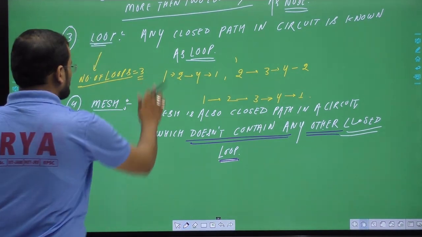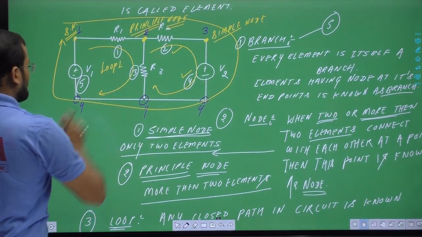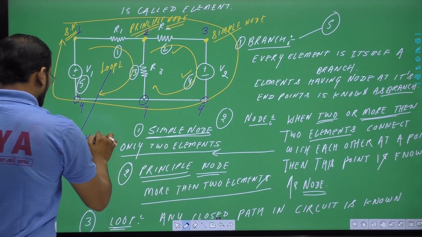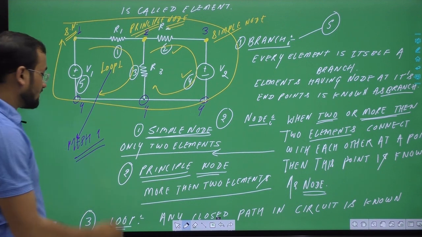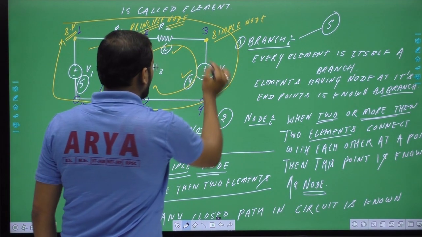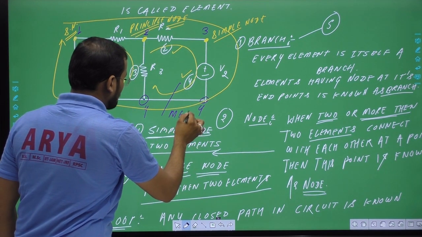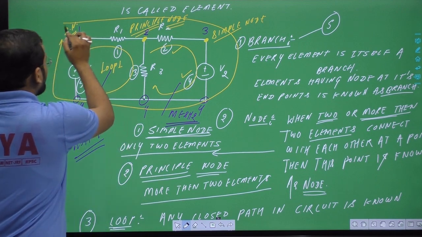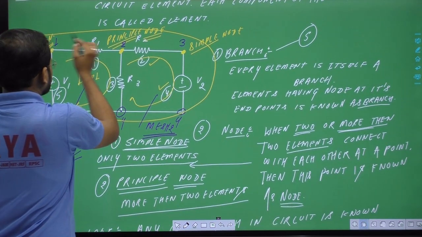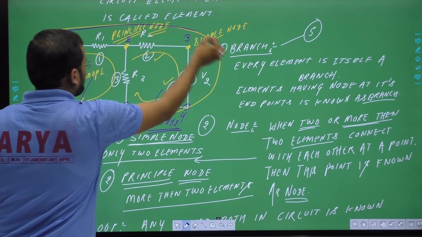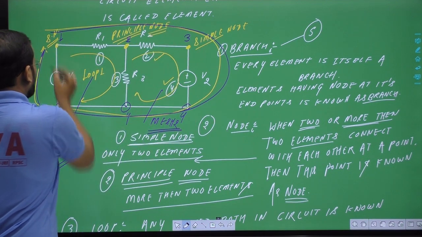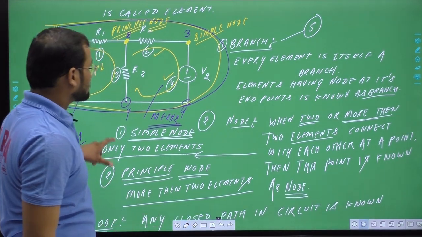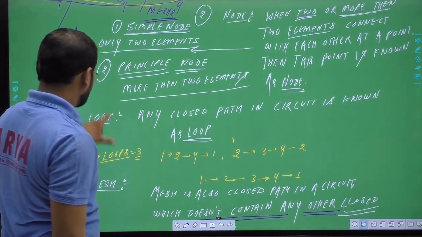Okay, so here loop 1, we can say loop 1 is also mesh 1. And loop 2, we can say loop 2 is also mesh 2, but loop 3 is not a mesh because it contains both loop 1 and loop 2. Okay, so this is the terminology of the circuit.